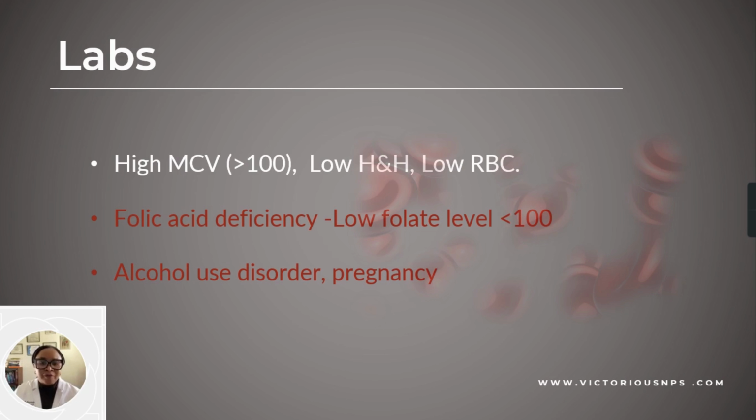How would you see this disorder in the lab? As the name implies, you'll see an elevated MCV, MCV greater than 100, and then you definitely see low red blood cells and low hemoglobin and hematocrit because it is an anemia. But you cannot differentiate unless you check the levels in terms of whether it's a folic acid deficiency or a B12 deficiency.